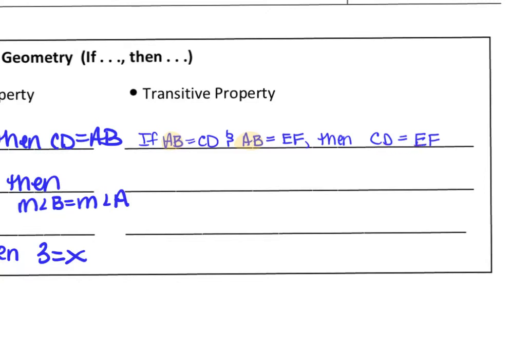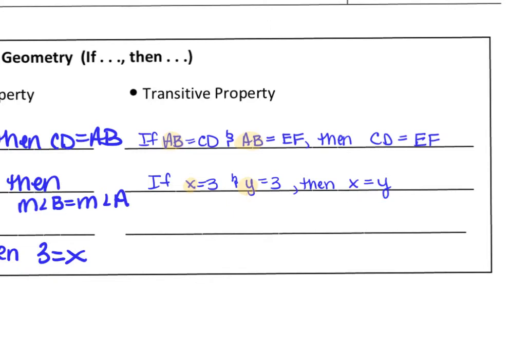Here's an algebraic example. We can say if x equals 3 and y is equal to 3, then x is equal to y. Maybe that'll make it a little bit more clear for you. We have x and y, both of them are equal to 3. So if x is equal to 3 and y is equal to 3, then x and y are equal to each other.